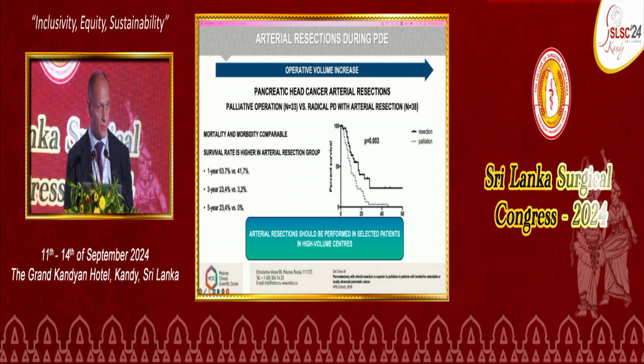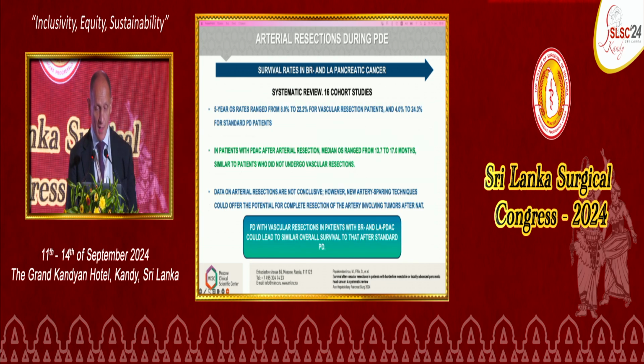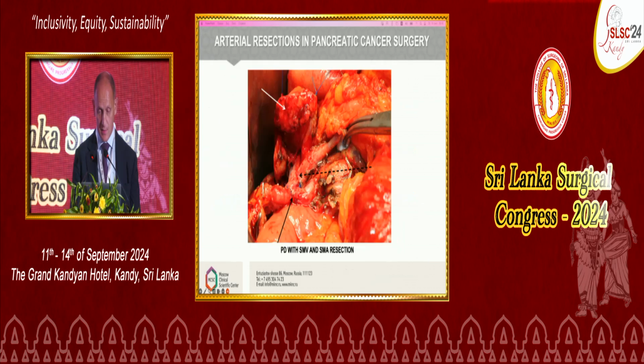The only thing you should keep in mind is that this resection should be done only in high volume specialized centers. It was also very well shown in the previous report, and these results were also confirmed in the systematic review published recently, which is based on 16 cohort studies, and you see that arterial resection increases survival. So here is the standard view of one of the operations after arterial resection and superior mesenteric vein resection.